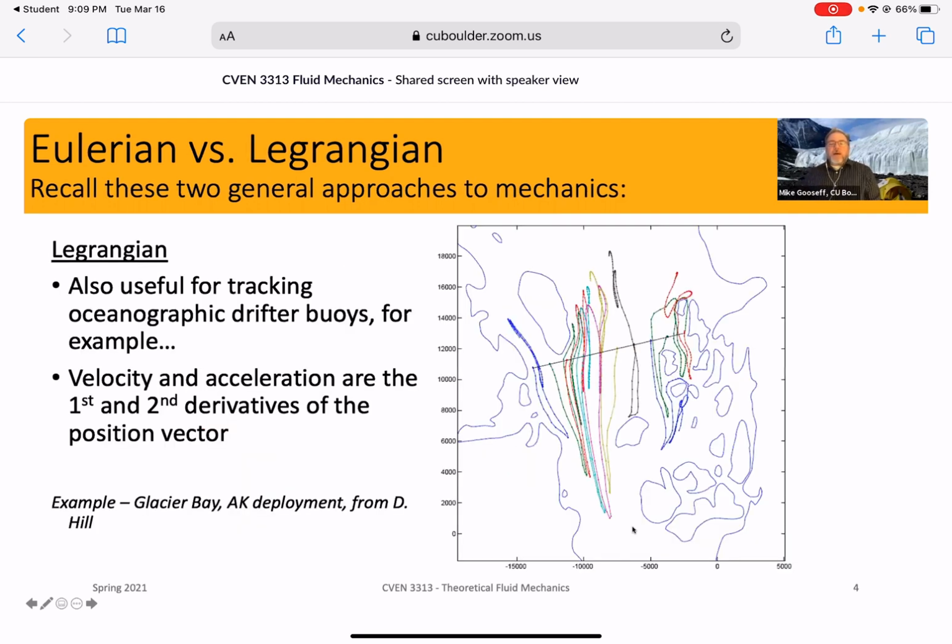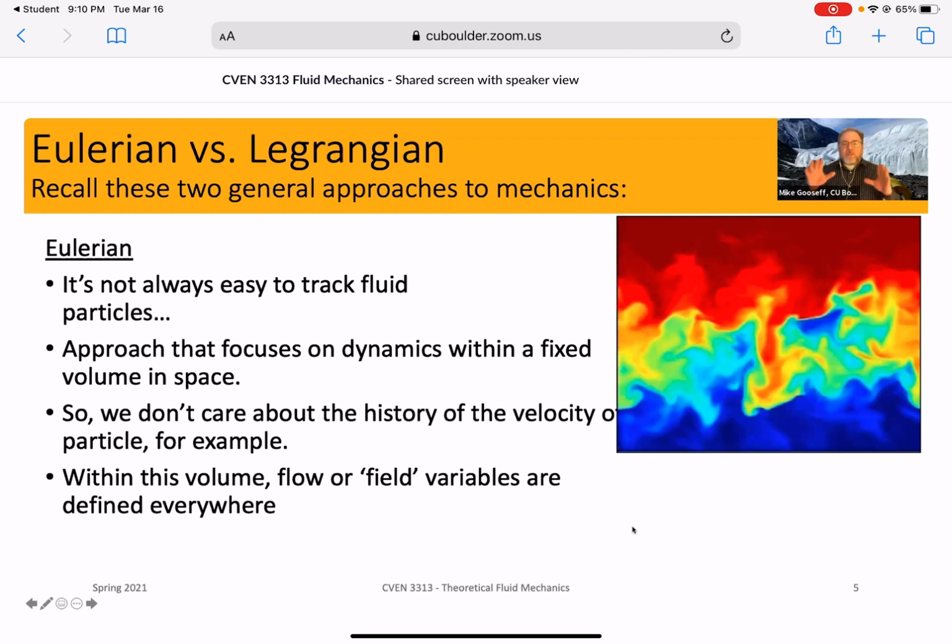Another way of thinking about Lagrange approaches to the world, this is a map on the right-hand side of a bay, Glacier Bay, Alaska, where a colleague of mine, Dave Hill, had put out this sort of floating data collector. So it was getting temperature and salinity and so forth from the water, and he just let it float around the bay. So it moved around in all these different colors on the path of this floating data collector through time. So we can track oceanographic drifter buoys, for example, and we could think about the velocity and acceleration being the first and second derivatives of the position vector as this thing moves around the world, right? That is all different than Euler's approach, which was to say, it's really hard. And actually, it was Lagrange's evolution on Euler's view of the world that gave us this particle tracking idea.